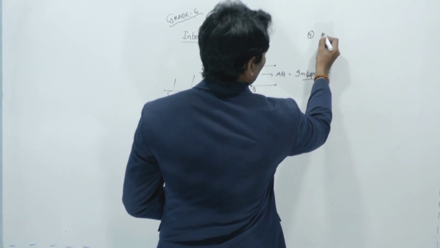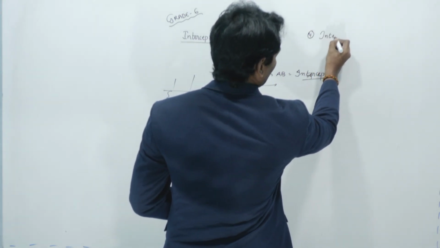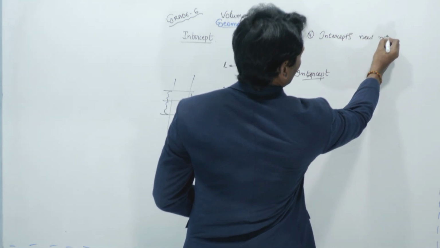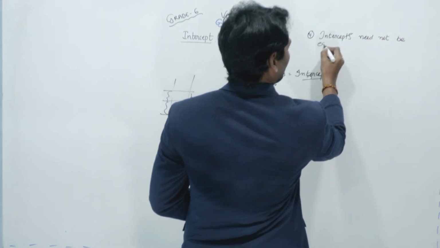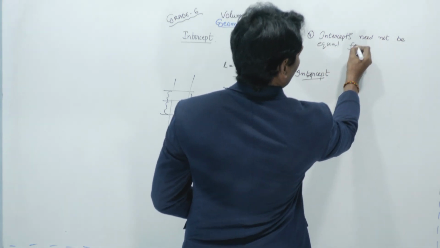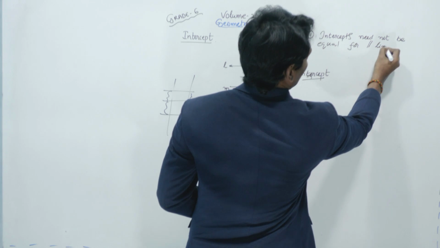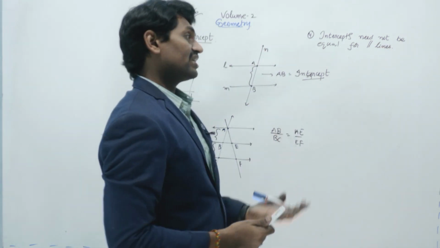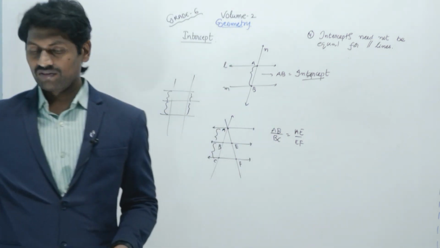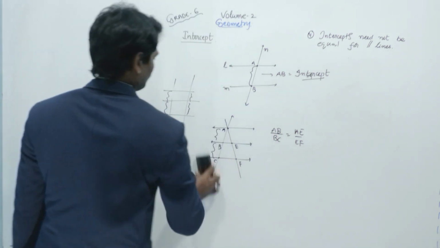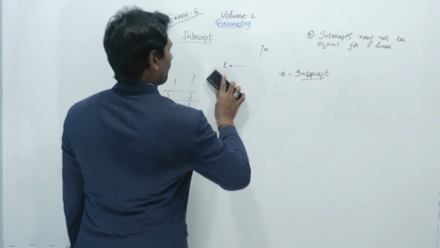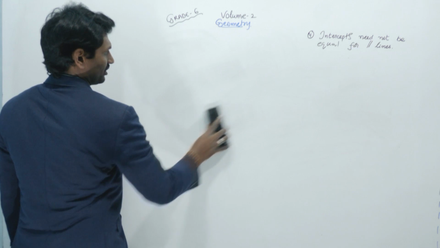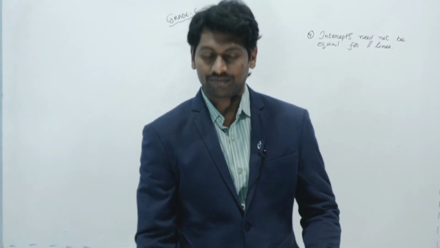Intercepts need not be equal for parallel lines. Sometimes they may be equal also, it doesn't matter. But we cannot say directly that every time they are equal or not. Okay, now we'll go through the next one.